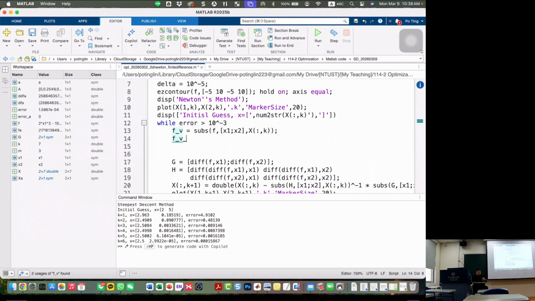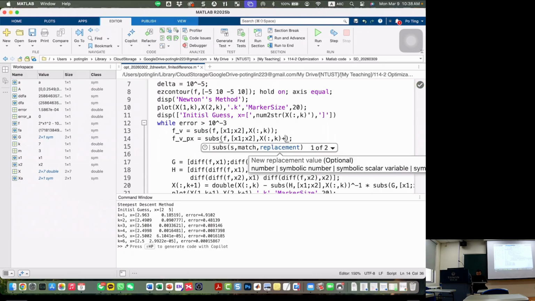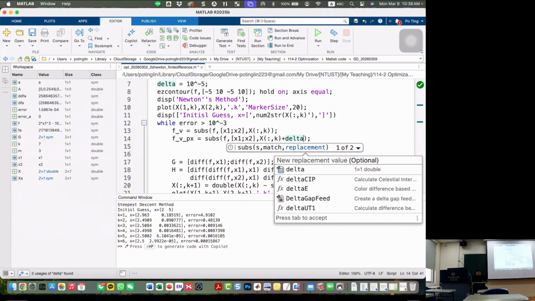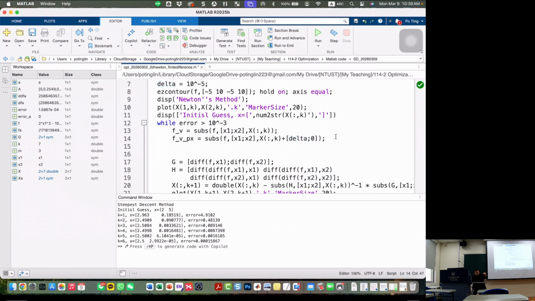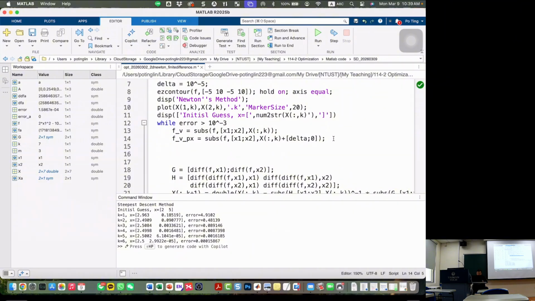So I will need the function value with increment along x. I will just use underline x, maybe I will say px, positive x. So it's going to be like doing this, but I will have a small increment of delta times a vector, delta and 0. So it's an increment of delta at x. And then I will need negative x, so nx. Here is negative.